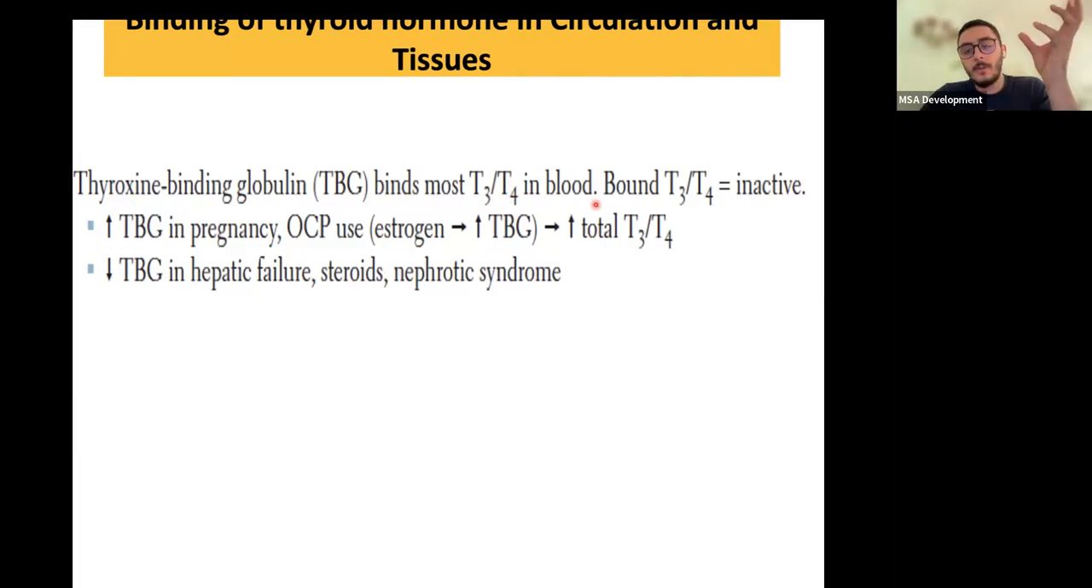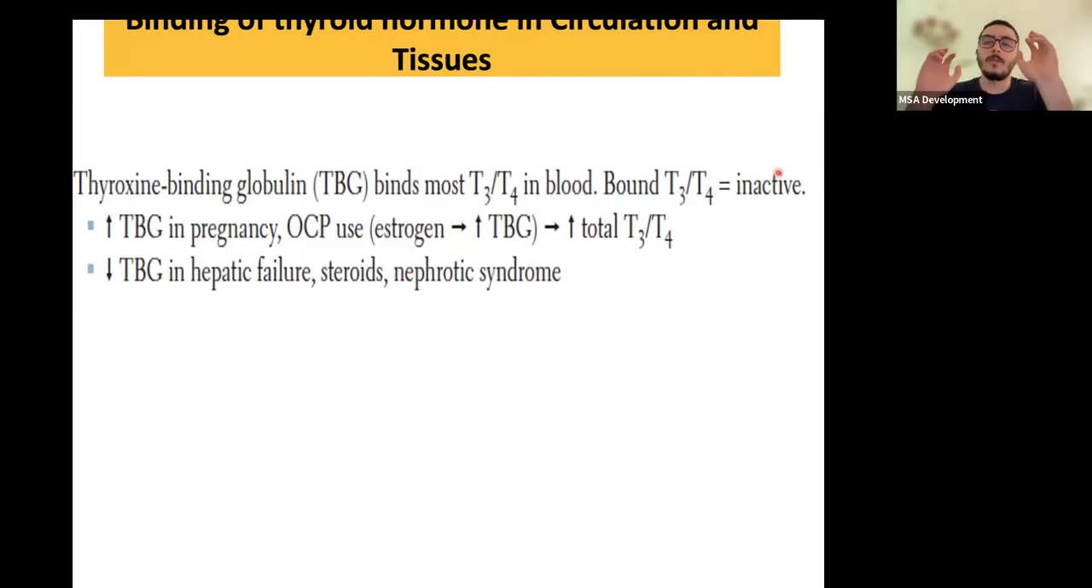And you have to keep in mind that most of the hormones are bound to proteins like TBG, SHBG, which is sex hormone binding globulin, or albumin, for example. These are binding proteins. Whatever hormone is bound to a protein is usually inactive.